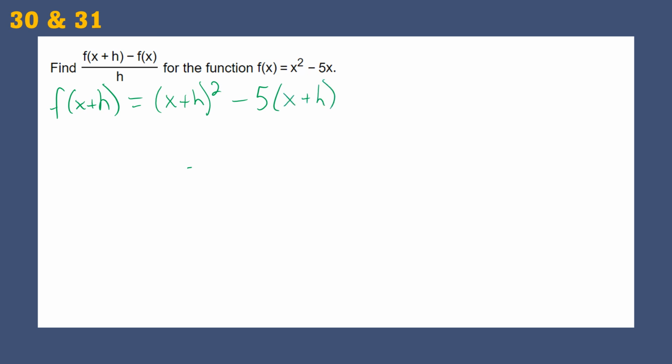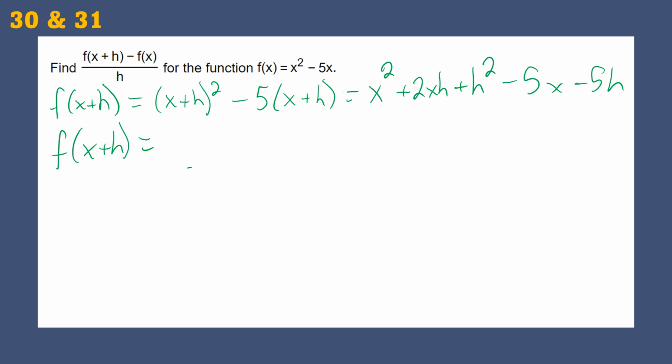Then we're going to go ahead and distribute. Don't just distribute that exponent, but rather FOIL out in this first one. And if we do that, the first one's going to become x squared, and then it's going to be plus 2xh plus h squared, and then the last part is minus 5x minus 5h. And from here, we should be able to clean this up a little bit and say f of x plus h.